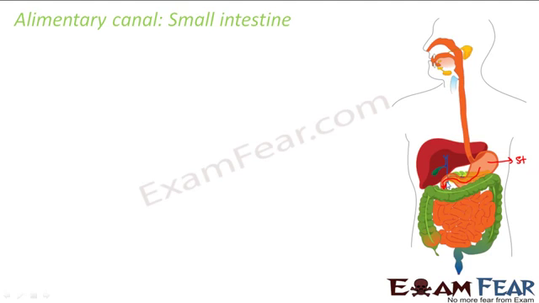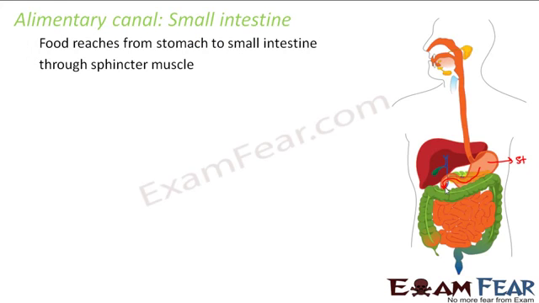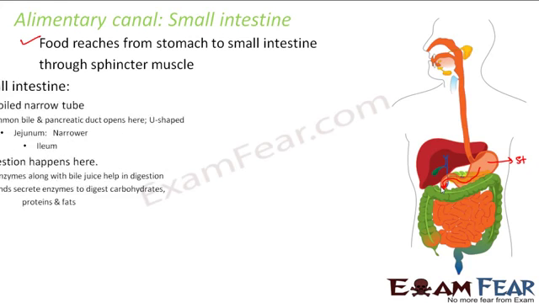So the small intestine starts from here. So what happens in the small intestine? Food reaches from the stomach to the small intestine through a sphincter muscle. So here you have a sphincter muscle which will actually allow the food, after all digestion of the food is done in the stomach, to be sent to the small intestine. So this sphincter muscle will allow it to enter into the small intestine.